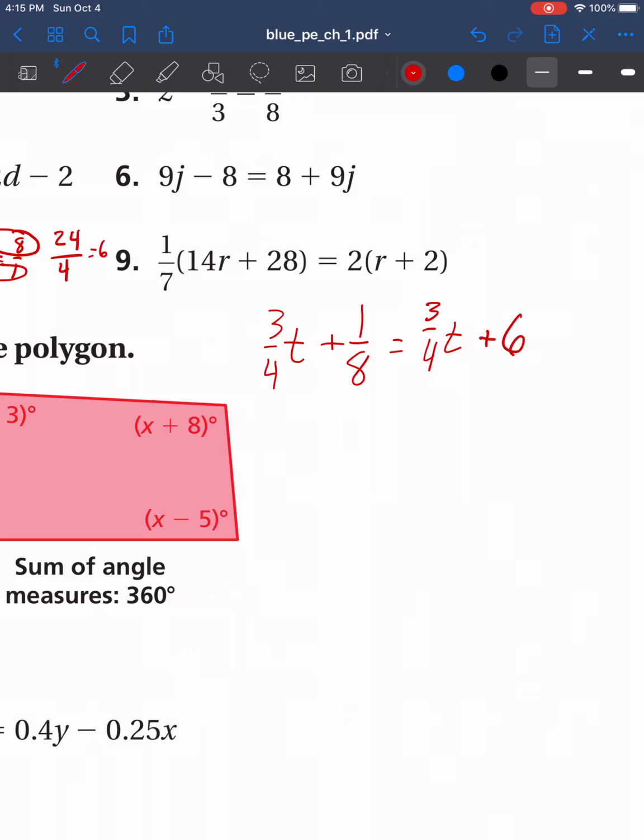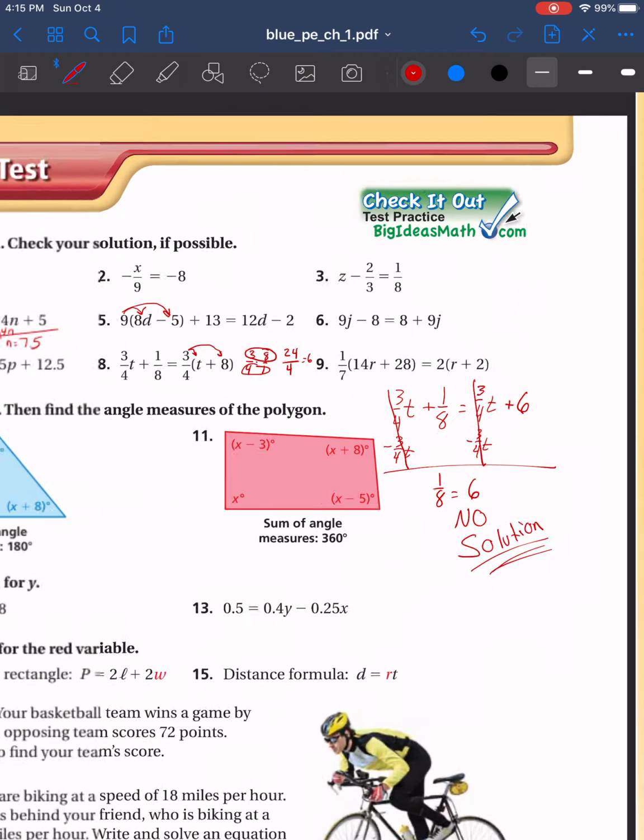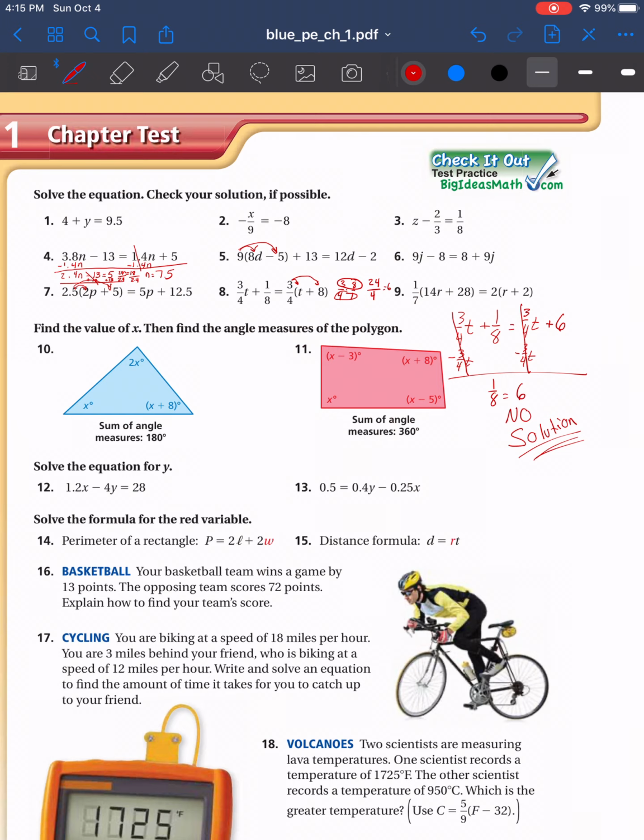Okay, now I got to get my T's all on one side. Okay, so it doesn't matter which one I subtract. I'll subtract this one. Okay, these ones cancel out, and what do you know? Look, 3/4 T minus 3/4 T, 0. So now I have 1/8 equals 6. Uh-oh, guys, that doesn't look good to me. That's a no. Okay, number 8 is no solution. I'm going to go ahead and erase my work. Remember, you can always pause the video and rewind if you need to.